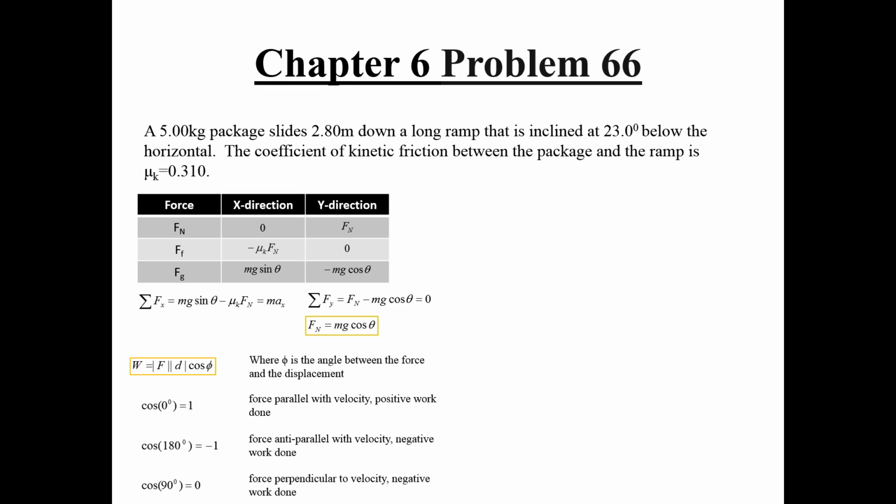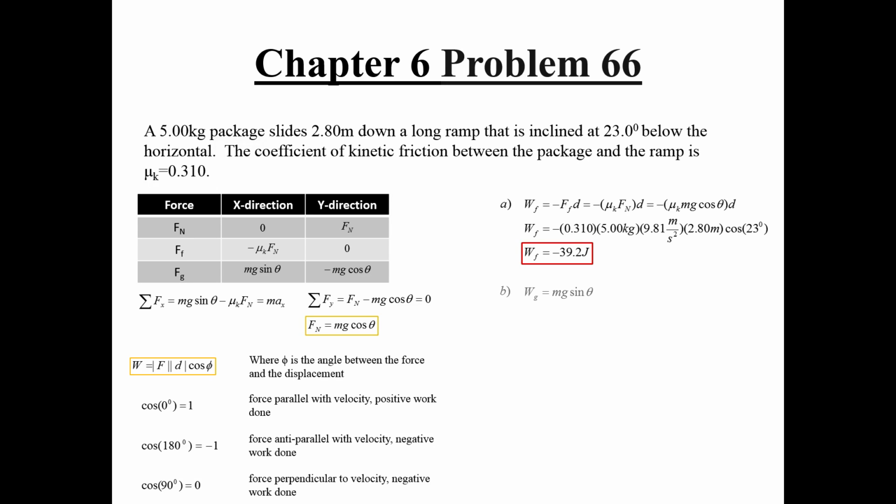Part A asks for the work done by friction. The work done by friction will be negative due to its anti-parallel orientation. Because work's definition uses the magnitudes of force and displacement, we don't need to worry about the signs of either of these. The positive or negative sign for the work done by each force will come from the cosine of phi. Plugging in the values we were given, we find that the work done by friction is negative 39.2 joules.